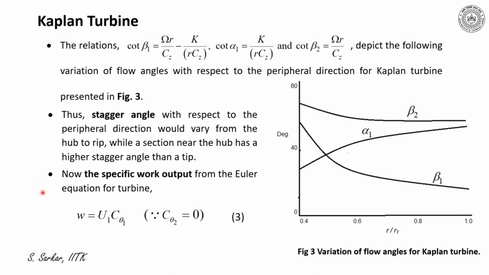Furthermore, the specific work output from the Euler equation for a turbine can be stated as small w is equal to u into c theta 1, as c theta 2 is equal to 0 for the Kaplan turbine.